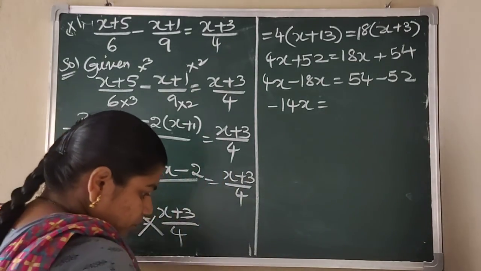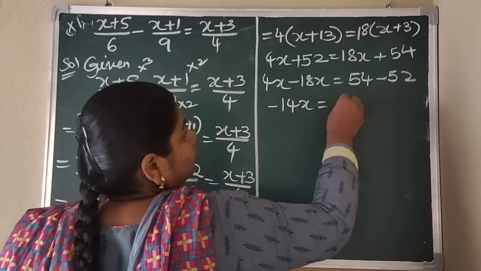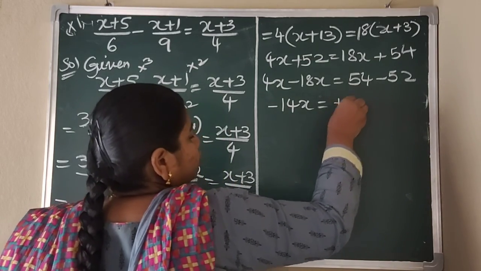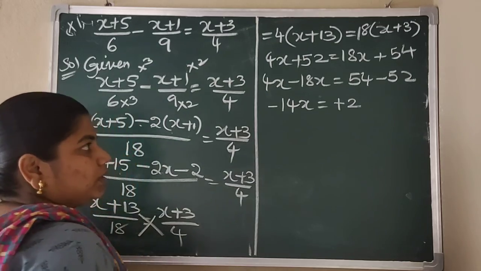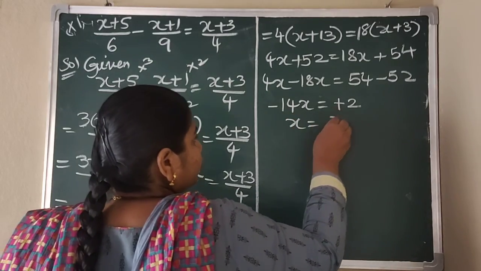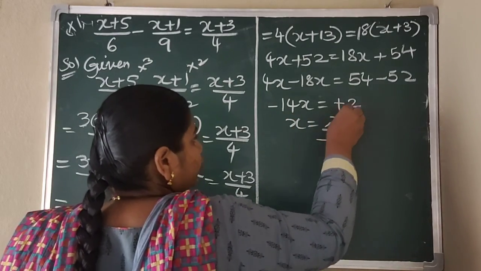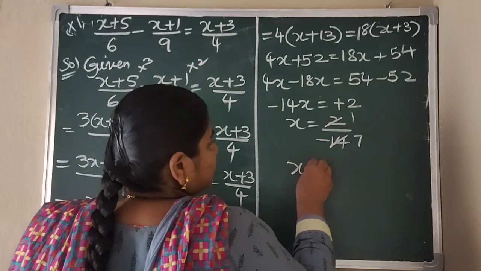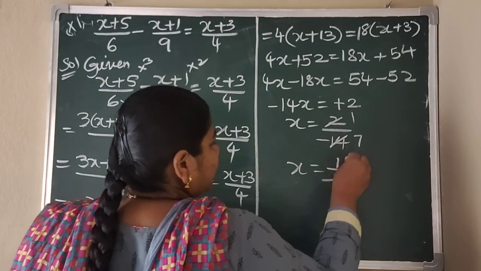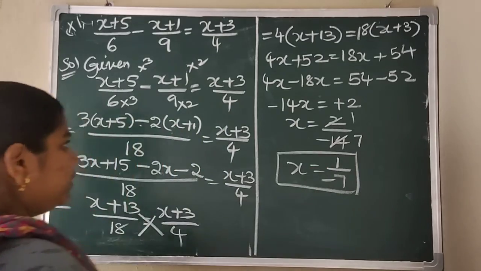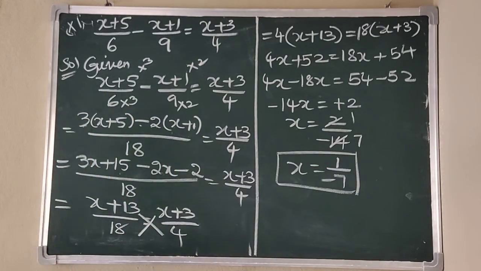So transpose minus 14 to the other side. So x will be equal to 2 by minus 14. 2 ones are 2, 2 sevens are 14. So the x value is how much? Minus 1 by 7. So this is our 11th question.